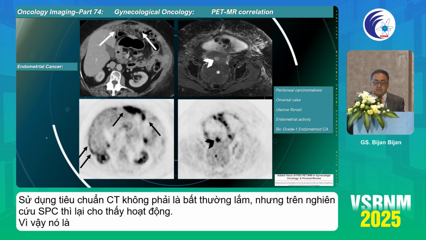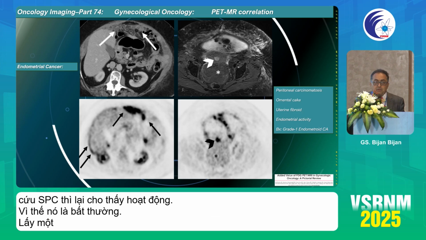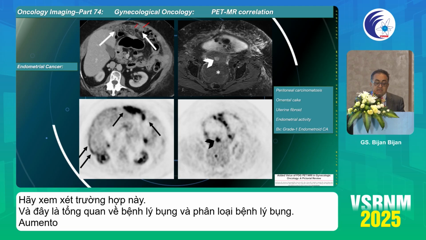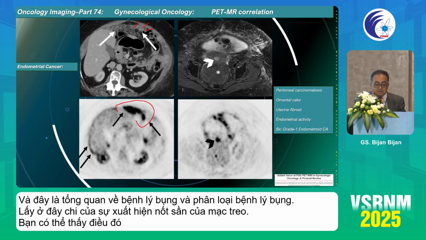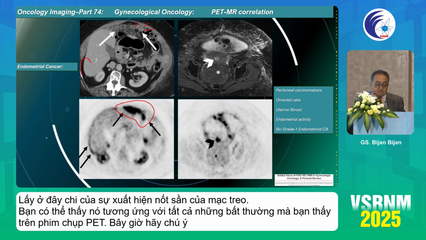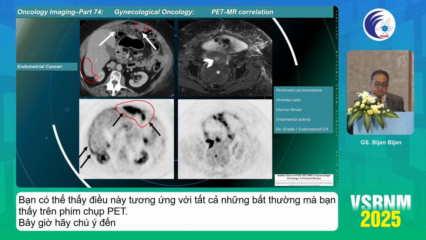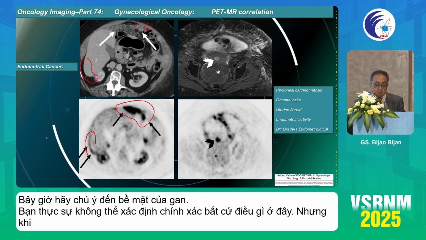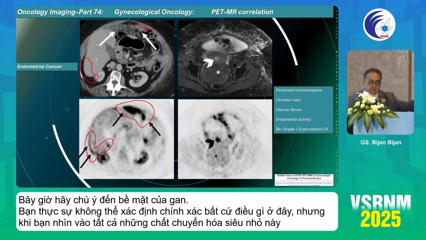Take a look at this case. This is for total abdominal staging. Omental caking here, the haziness of the mesentery, the nodular appearance of the mesentery, you can see it. That corresponds to all these abnormalities you see on the PET scan. Now pay attention to the surface of the liver. You can't really pinpoint anything here, but when you look at the PET, it actually shows all these small hypermetabolic nodules over the surface of the liver.